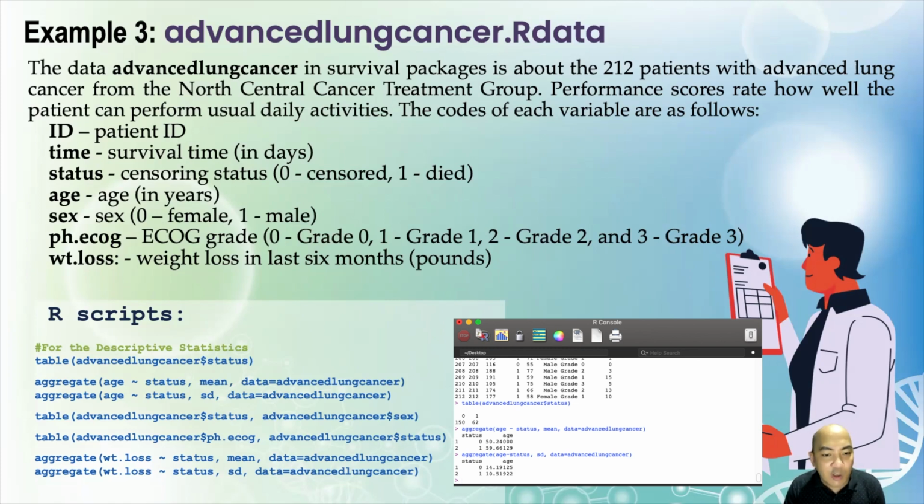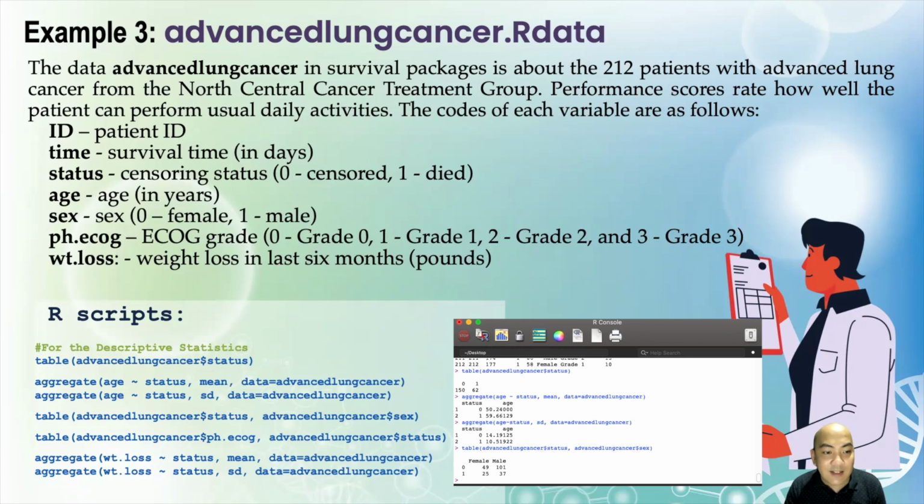And then we may also create a table, or count the number of patients who died and censored according to gender. So that is table, parenthesis, advanced lung cancer $ status and advanced lung cancer $ sex. And there we see 37 males died and 100 males who are censored. Then the rest are females.